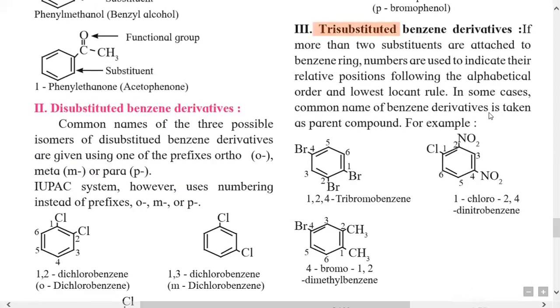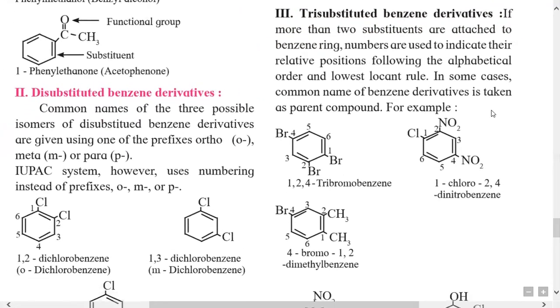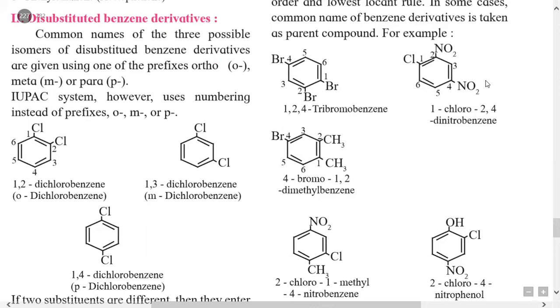Then the last type is trisubstituted benzene derivatives. In the trisubstituted benzene derivatives, here three bromo groups are present. The minimum numbers are given to the substituents. So it is 1,2,4-tribromobenzene. Here the chloro and nitro groups are present. According to alphabetical order, the chloro is present on carbon number 1, and then the minimum numbers are given for the substituted carbons. So it is 1-chloro-2,4-dinitrobenzene.